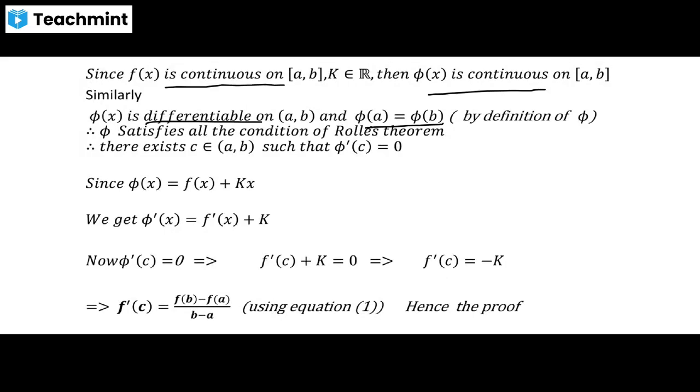Pi of x satisfies all the conditions of Rolle's theorem. There exists some C satisfying this condition. Pi dash of C is equal to 0. Pi dash of x means pi dash of C is equal to 0. Okay.